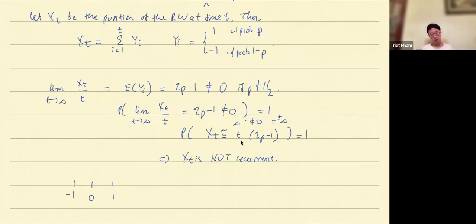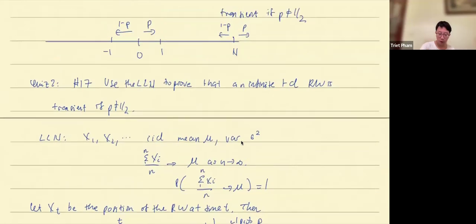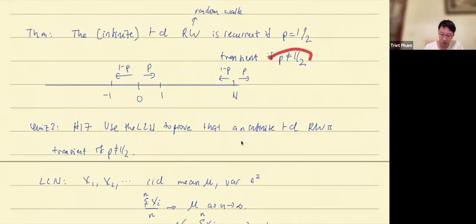So notice, what have we proved? We have proved that if P is not equal to 1/2, then the random walk is transient. Does that imply that if P is equal to 1/2, then this is recurrent? Well, the answer is no. In the sense that that's why I didn't write if and only if.